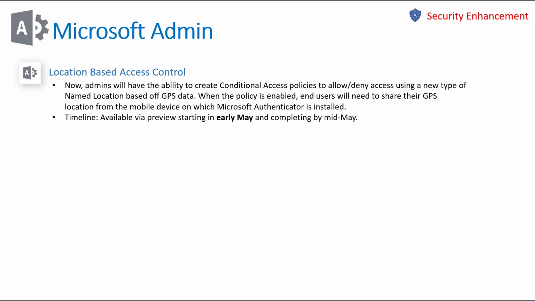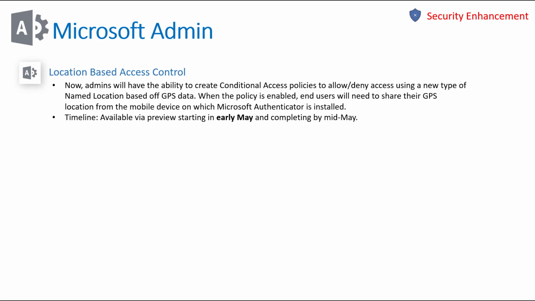Next one here is more of an admin control that's coming out that I think is pretty cool. It's location-based access control. So previously, if you're familiar or using conditional access policies, you'd be setting up maybe named locations based off of IP addresses. These may be trusted locations where you say, if a user is here, I don't need them to do MFA registration or authentication to get into these apps, for instance.